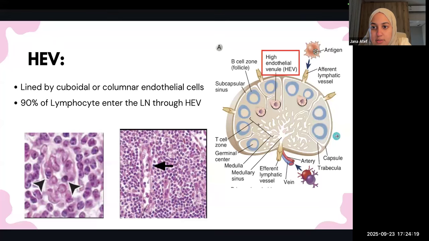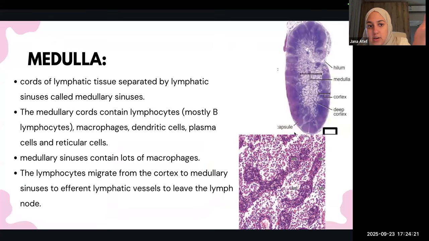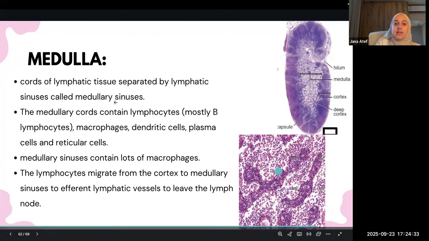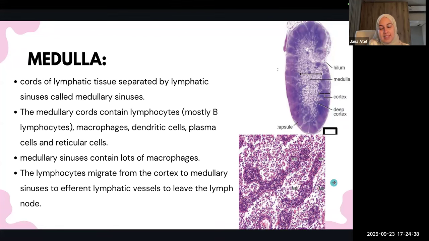Okay, this is basically it. The medulla now basically has something called cords. What are cords? This is a cord. MC is a medullary cord. This is a medullary cord. And it also has medullary sinuses, so medullary sinus. So the medulla is basically a collection of medullary cords and medullary sinuses. This is a cord, this is a sinus, this is a cord, this is a sinus. This is where they are.